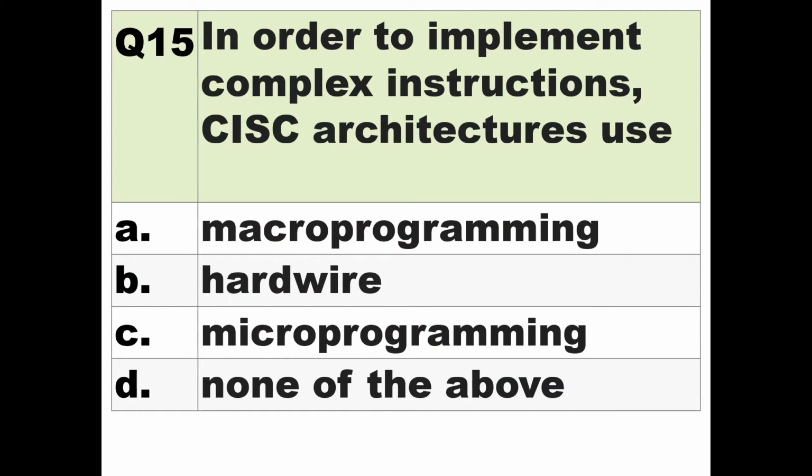Then we'll go to the next question, question number 15. In order to implement complex instructions, CISC architecture uses what?